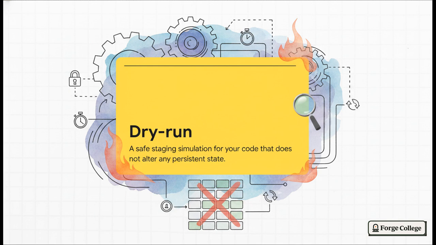It's this perfectly simulated environment where all the motions of deployment happen. The transactions are built, the gas is estimated, but nothing is ever permanently etched onto the mainnet. It alters absolutely zero persistent state.